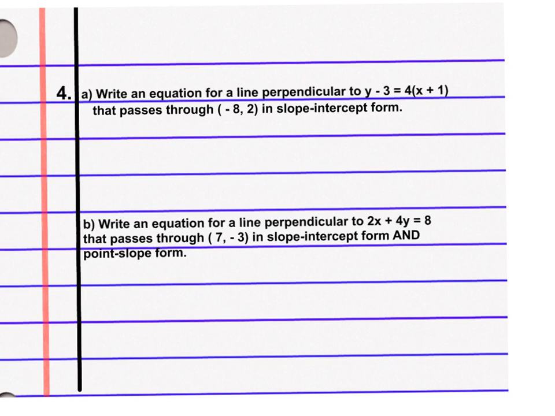All right, last example, same sort of thing. These are just perpendicular, all right, perpendicular. So for A, write an equation for a line perpendicular, so we're not going to use the same slope, to y minus 3 equals 4 times x plus 1 through the point negative 8, 2 in slope-intercept form. So slope-intercept is y equals mx plus b. Then perpendicular, right now my slope is 4. It's not parallel, so I want something perpendicular.